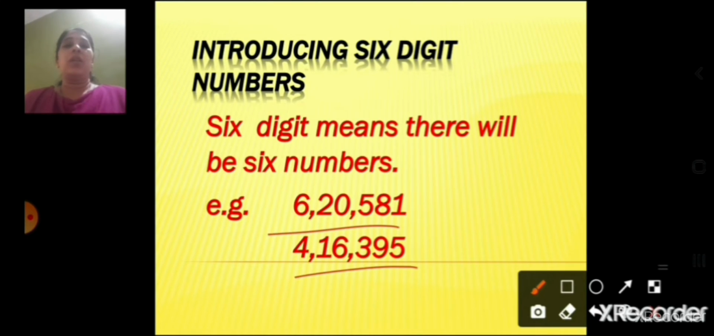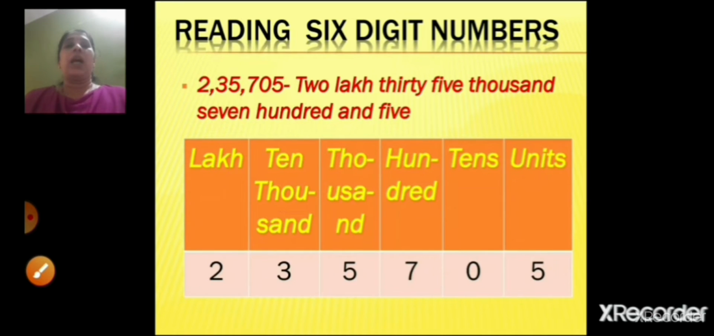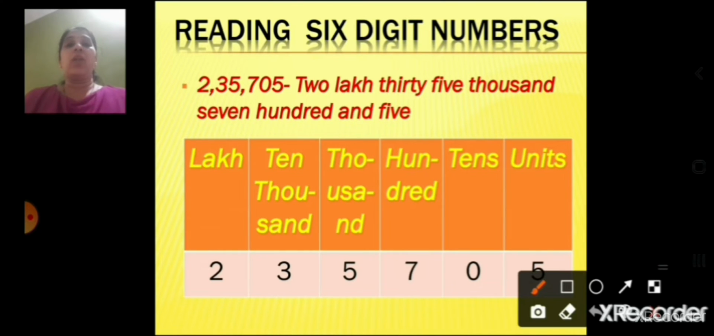So it is 6,20,581 and the next one is 4,16,395. Now we are going to see how to read these 6-digit numbers, right? The first one is 235705, right? So we have to find out how to read this number.